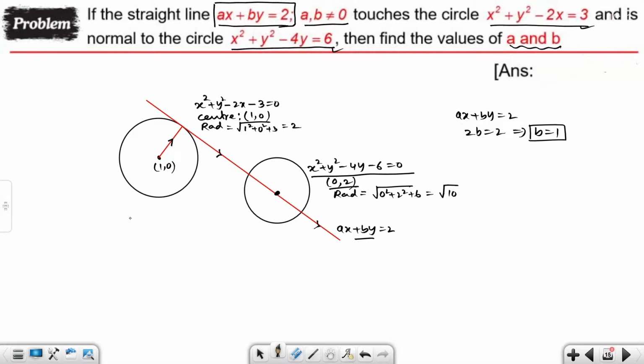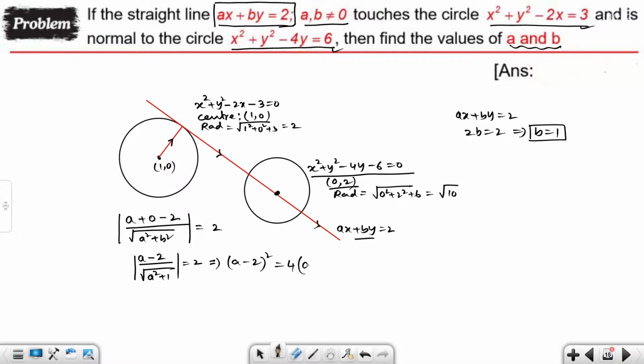It's a plus 0 minus 2 divided by root over of a square plus b square. This is the perpendicular distance from the center of the first circle to the tangent, and which is nothing but your radius. The value of b we got as 1. So it is coming like a minus 2 divided by root over of a square plus 1, which is equal to 2. So now let me square both sides to get the value of a. a minus 2 whole square is 4 times a square plus 1.